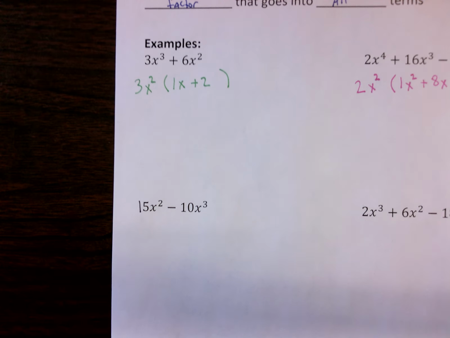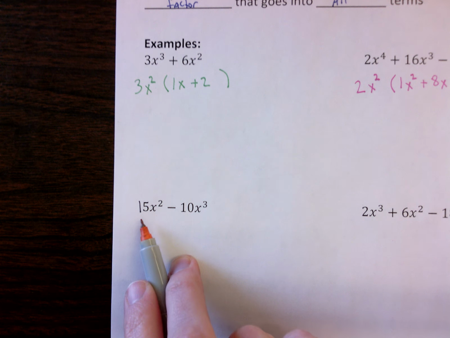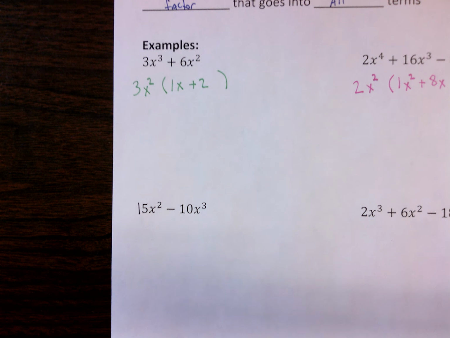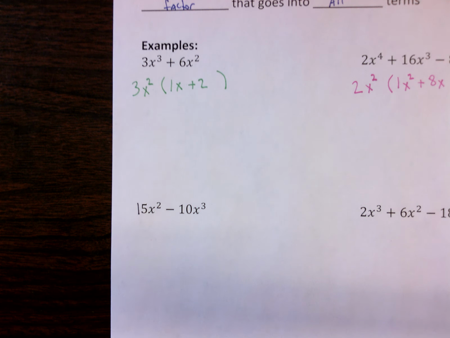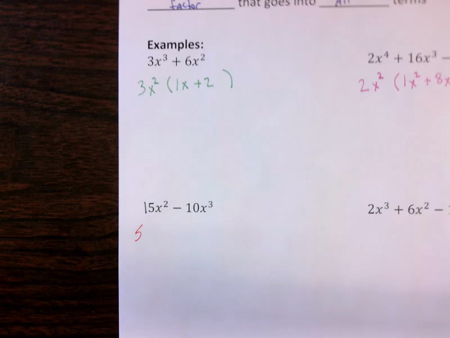So 10 is the smallest number. What's the biggest number that goes into 10? 10 is. Does 10 go into 15? No, not evenly, so that won't work. What's the next biggest number that goes into 10? 5, right? Does 5 go into 15 evenly? Yeah. So that's the number I'm looking for. Okay, so I'm going to put 5 in the front.